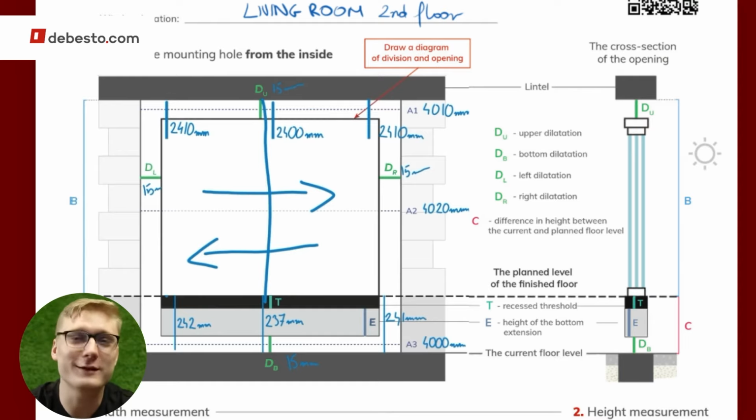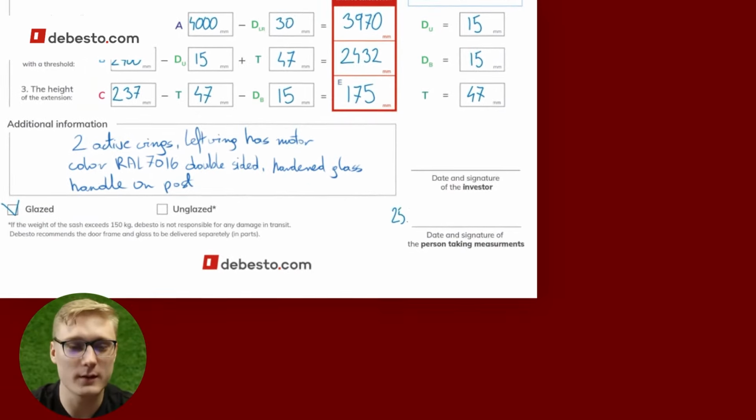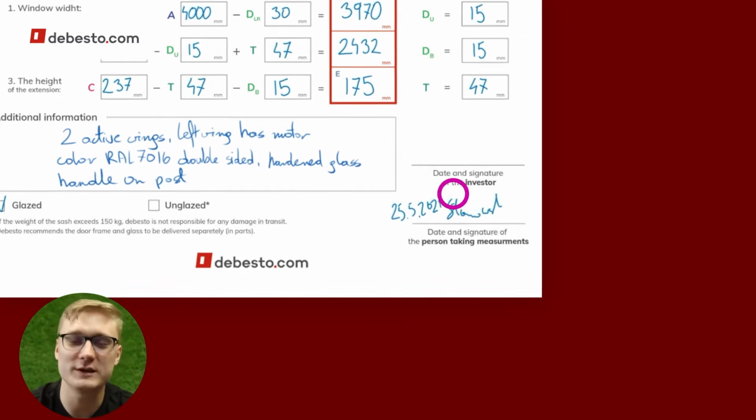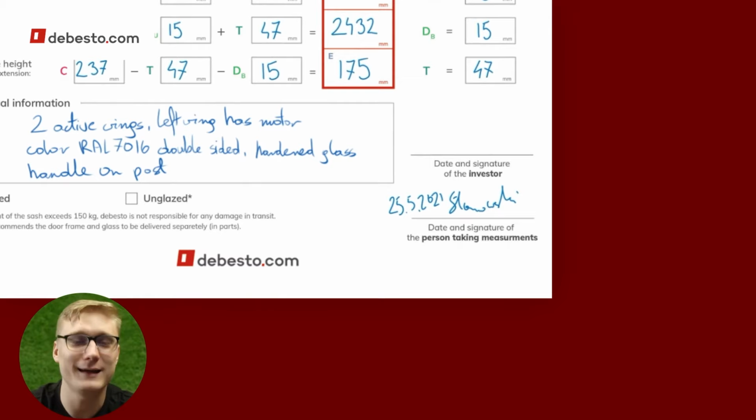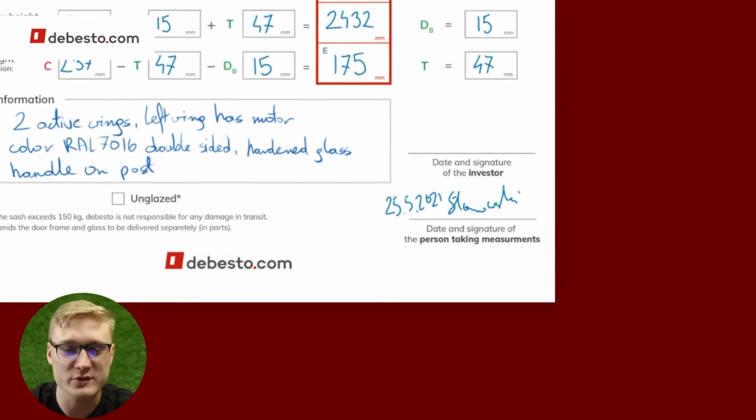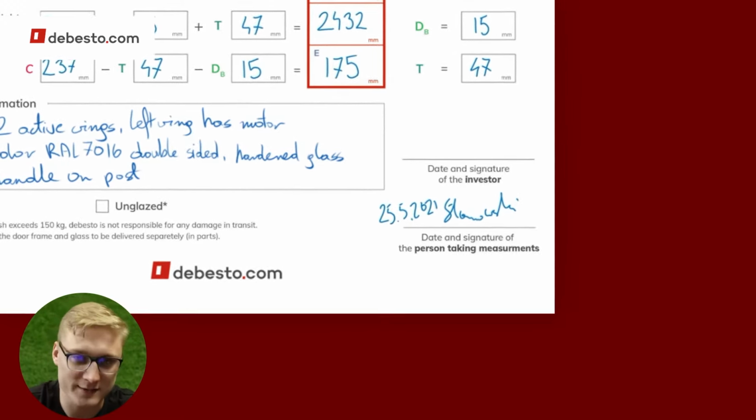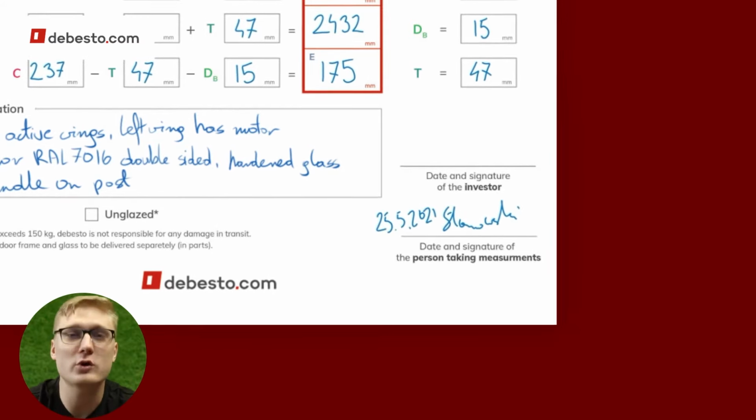Finally, remember that it is better to be safe than sorry. Make sure to get a signature from the investor who's going to confirm that the measurements are correct, and at the same time, sign the form yourself or have your measurement guy sign it so that everyone knows who is responsible for the measurements.